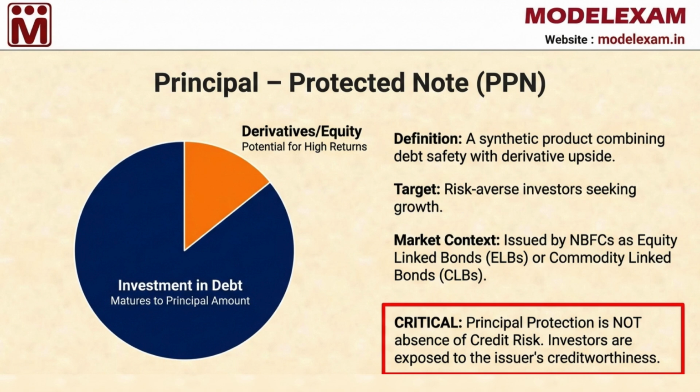The remaining small portion is invested in high risk, high reward assets like equities or derivatives. It is crucial to understand that while your principal is protected from market fluctuations, it is not protected from credit risk. If the issuer themselves goes bankrupt, your money is still at risk.